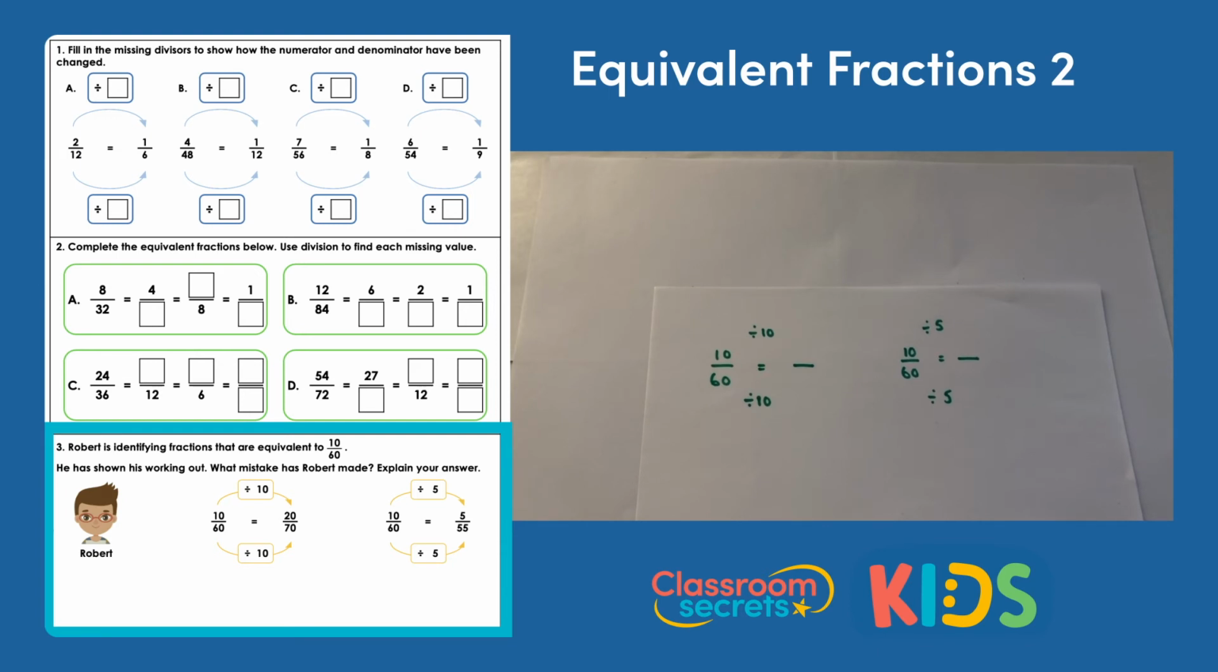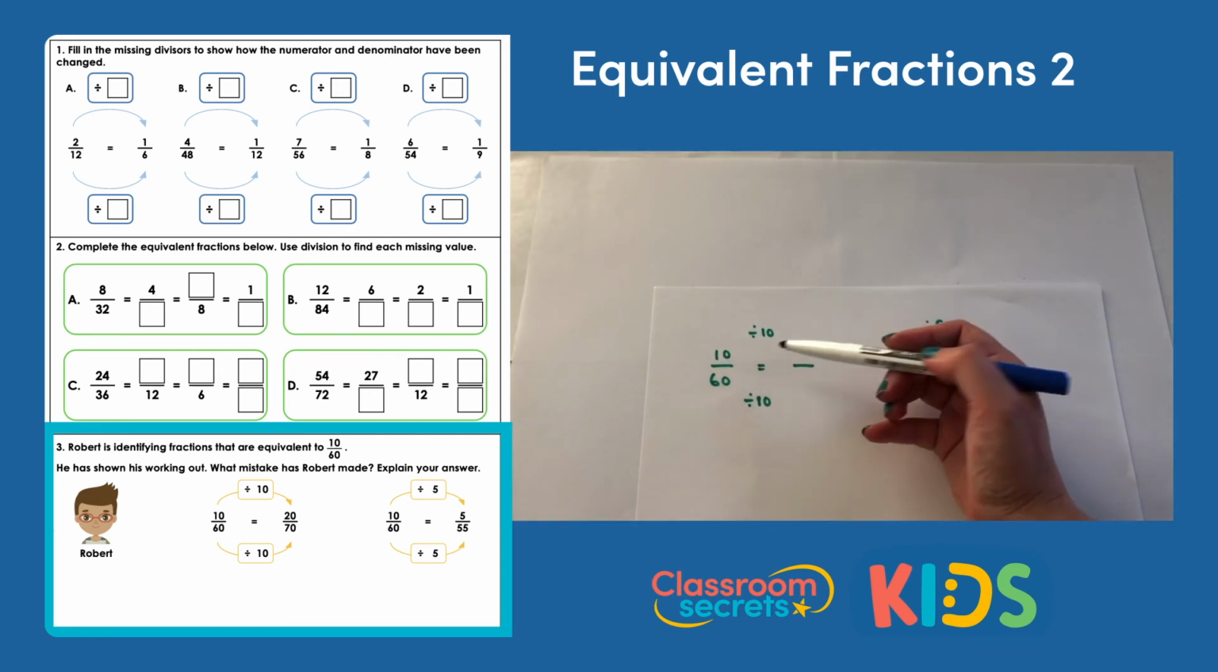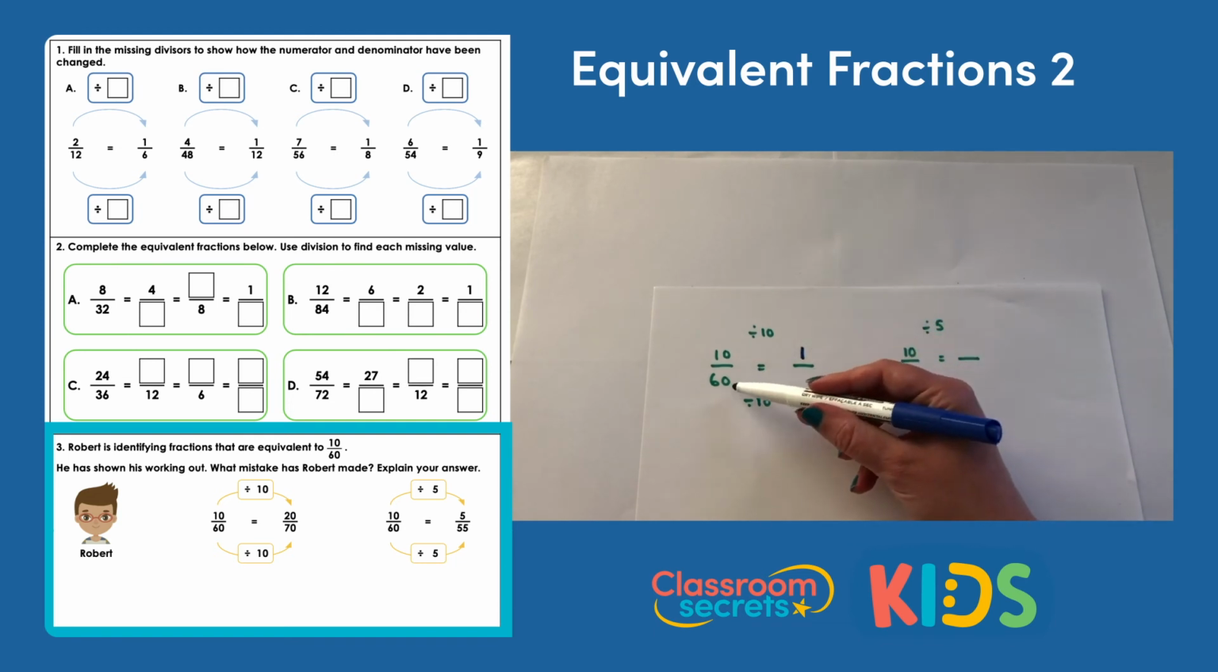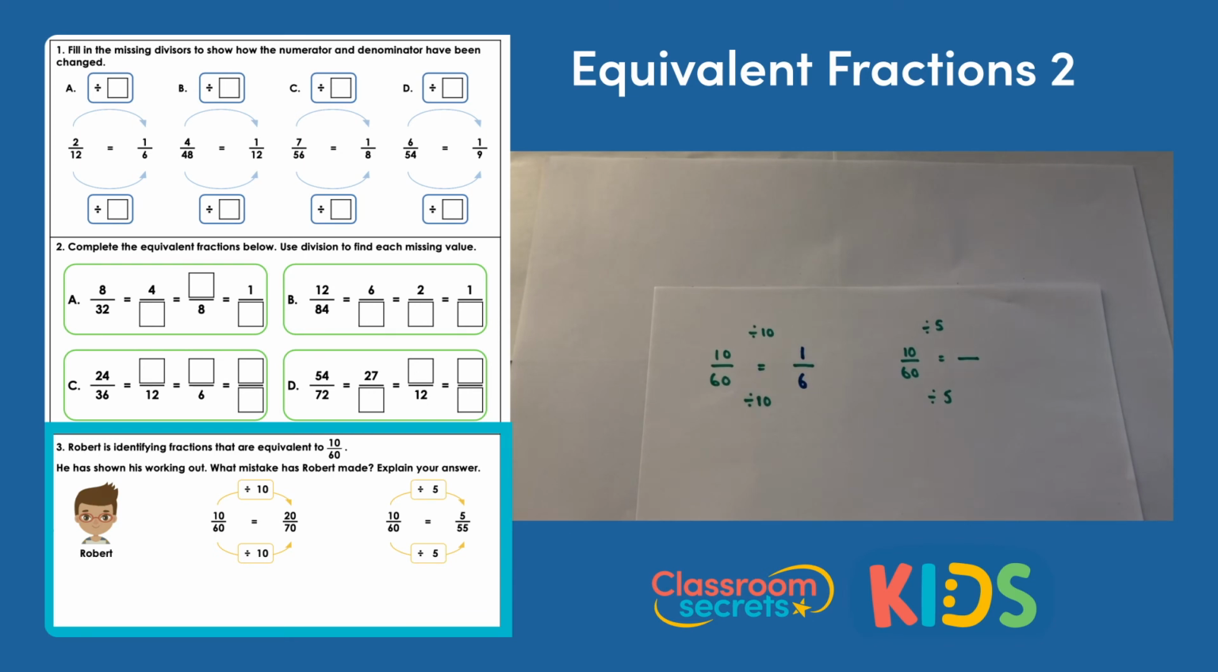20/70ths. So it looks like instead of dividing, he's actually added. If he actually divided the numerator and the denominator, he would get 10 divided by 10 is 1, 60 divided by 10 is 6. So he should have got 1/6. On the next model, he has 10/60ths again. This time he's dividing the numerator and the denominator by 5, so that's correct so far. But he has 5/55ths. So there it looks like he's actually subtracted 5 from the numerator and the denominator instead of dividing.